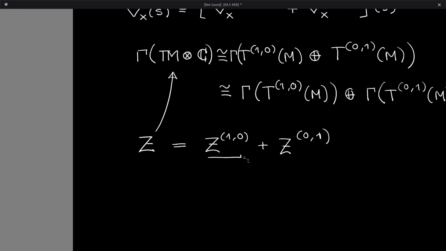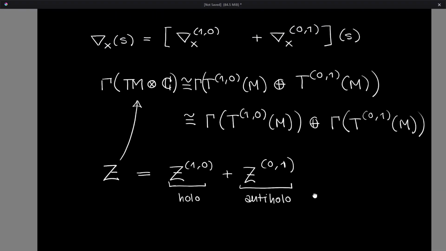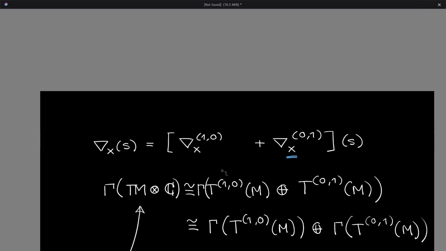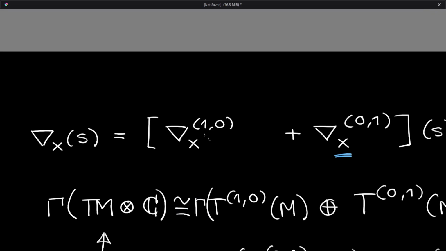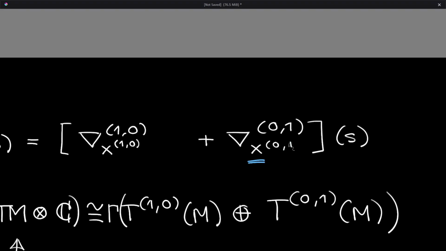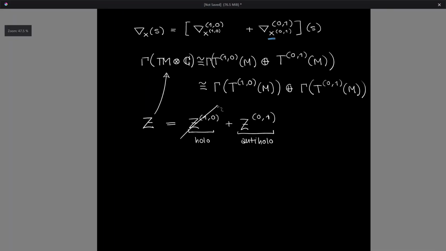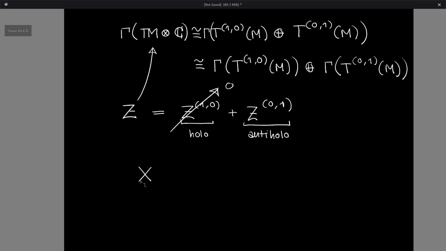So this is the holomorphic part, and this is the anti-holomorphic part. Holo, anti-holo, right? But we said that X is an anti-holomorphic vector field, right? So what I should correct is that this should be x10, and this should be x01. And for an anti-holomorphic vector field, this is 0, meaning that x is equal to x01.